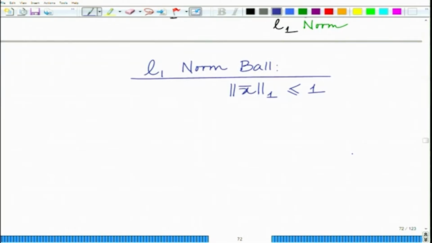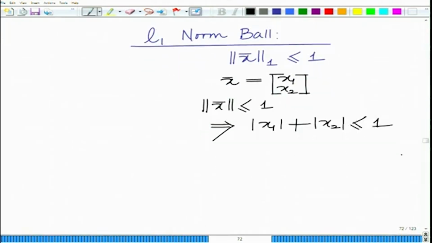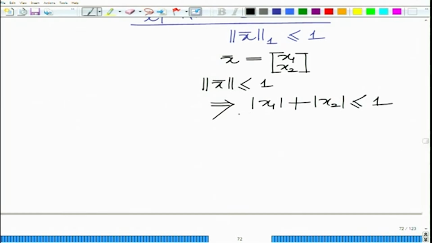This is your L1 norm ball, and for instance, to look at this, let us consider a 2D example. Consider a 2-dimensional case. If x bar equals x1, x2, norm x bar less than or equal to 1, this implies magnitude x1 plus magnitude x2 less than or equal to 1. Okay. Now, how to find this norm ball? You can consider 4 cases.